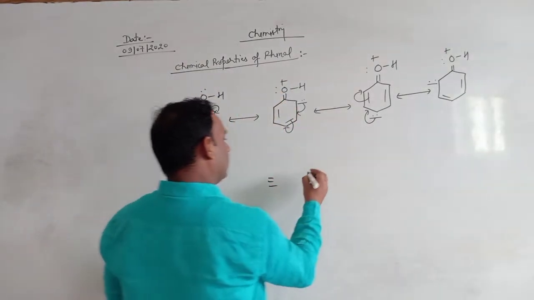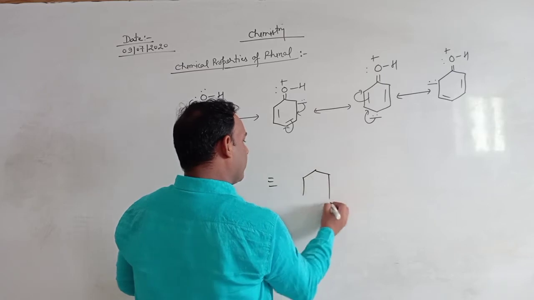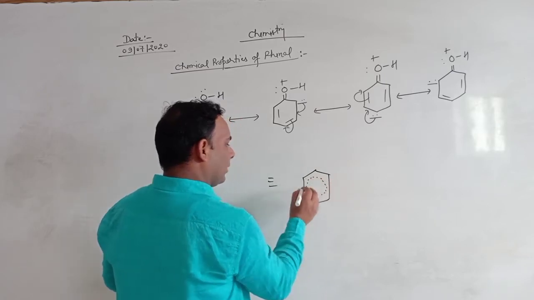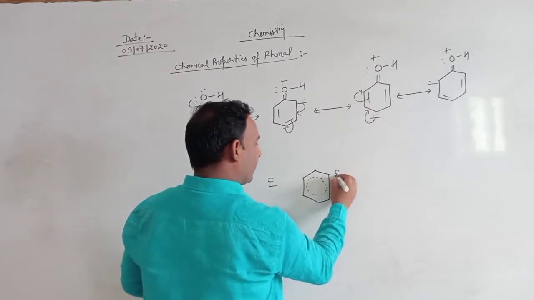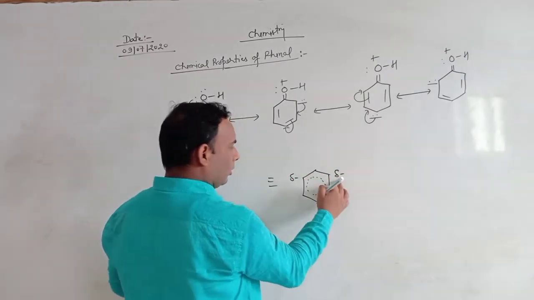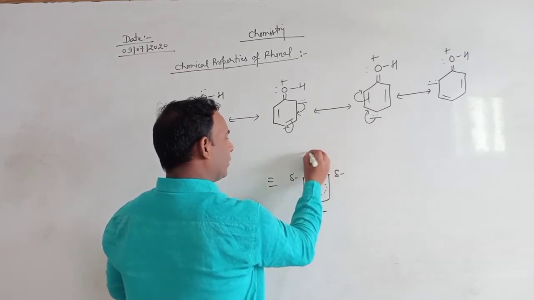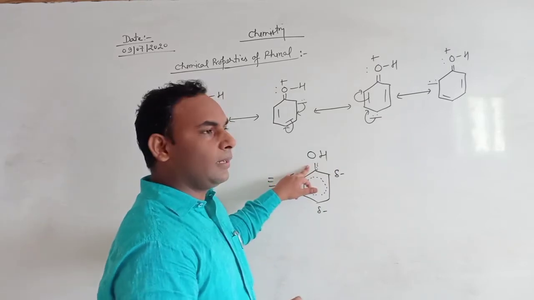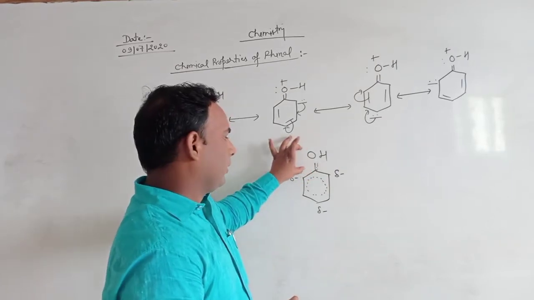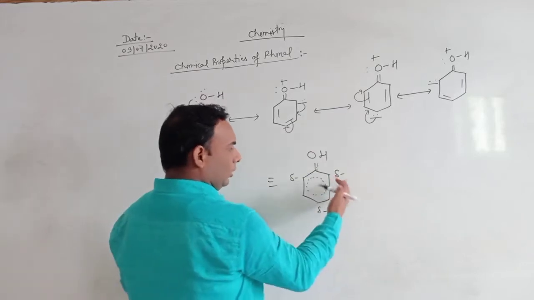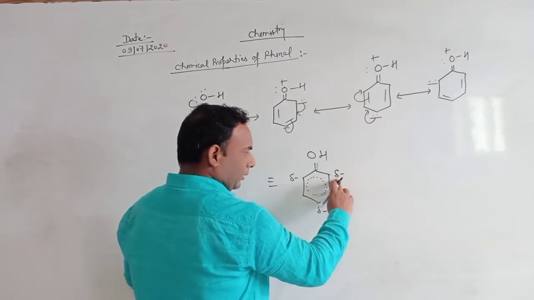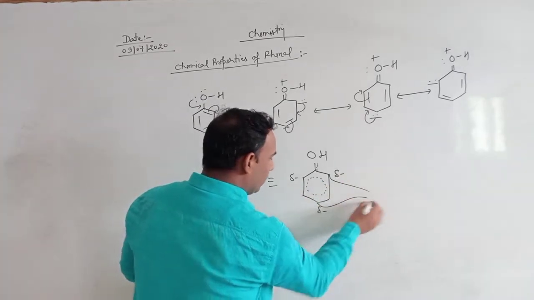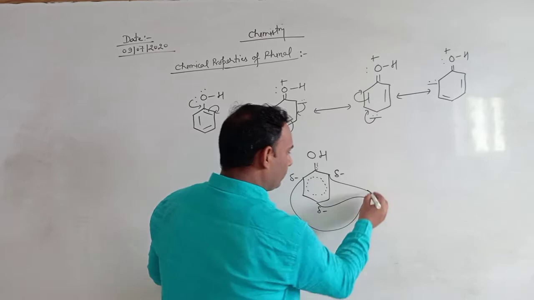This is the RHS, resonance hybrid structure of phenol. This is the delocalization of pi electrons, and this is the partial negative charge at ortho and para positions. This is OH and this is the partial pi bond character between the carbon and oxygen bond due to resonance. So, there is electron excess at these positions, this position and this position.